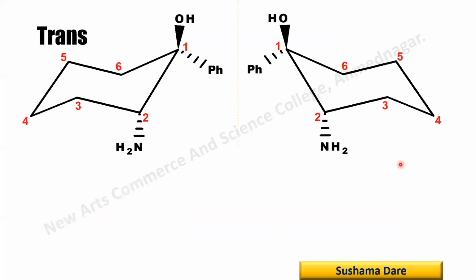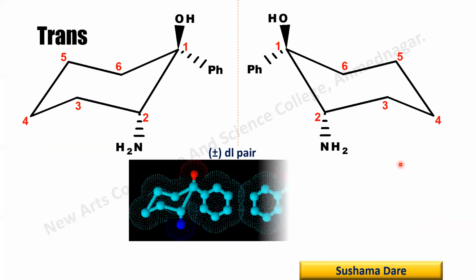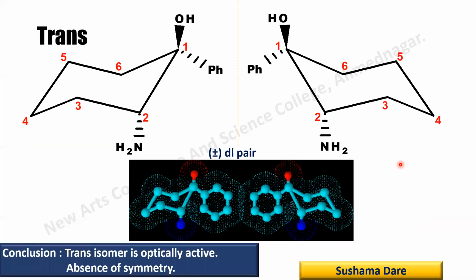Now, this is the trans molecule, which is the more stable conformer. The mirror image of this is shown over here. Again, it exists in the DL pair, that is, absence of symmetry element, and hence it is optically active. The same thing is shown over here, the three-dimensional structure, where the phenyl group is equatorial and the hydroxy and NH2 groups are axial. And this is the mirror image of this structure.